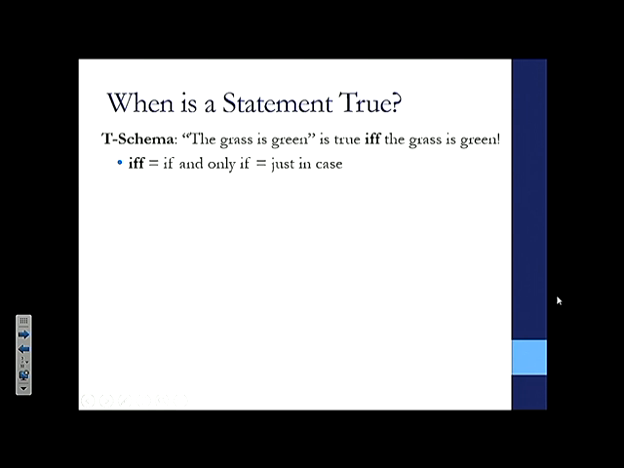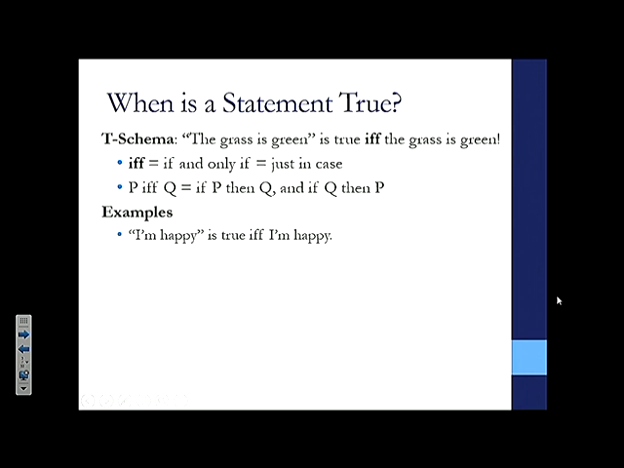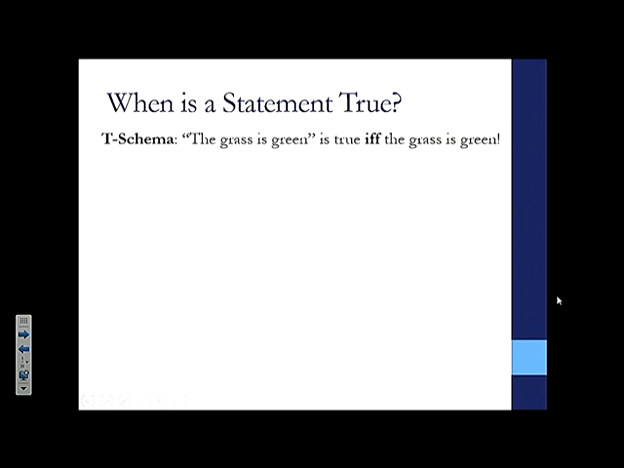Where do our slides go? All right. Okay. Let me back up just a second.